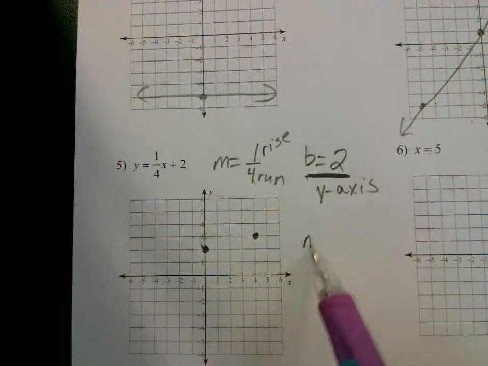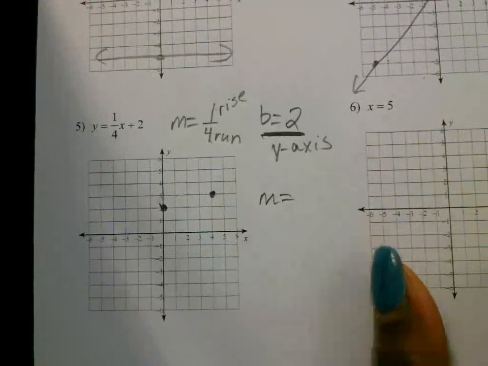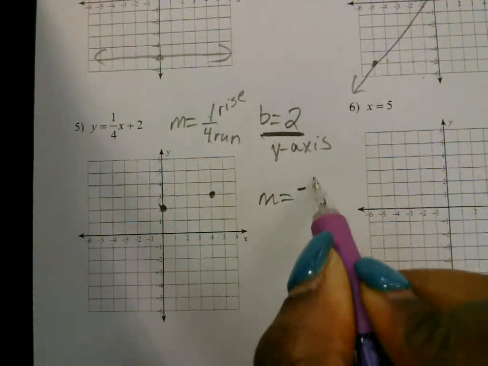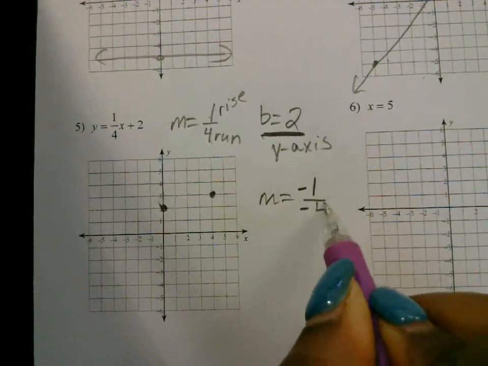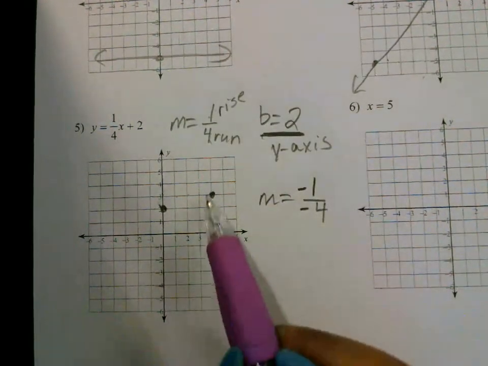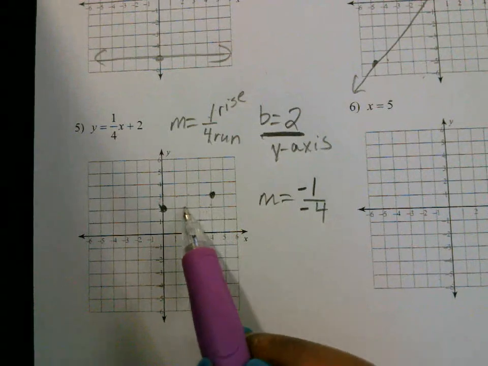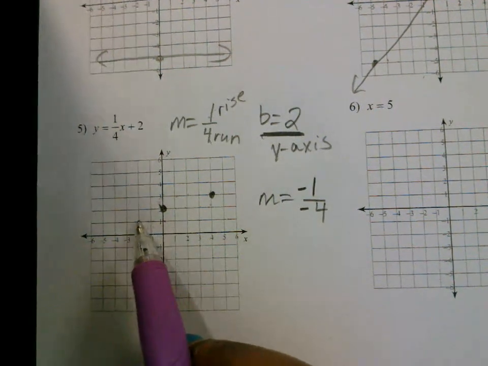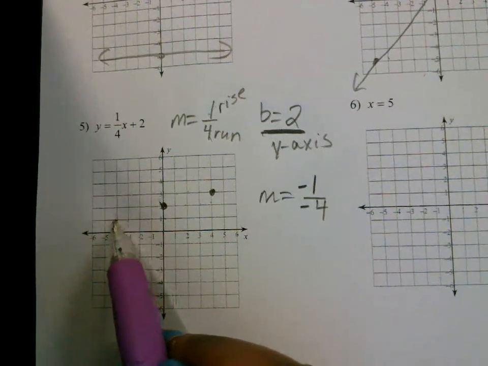Okay, what if I want points in the opposite direction? I do it backwards. What's the opposite of a positive 4? So now let's do this backwards. Down 1 to the left. 1, 2, 3, 4. Down 1 and to the left. 1, 2, 3, 4.